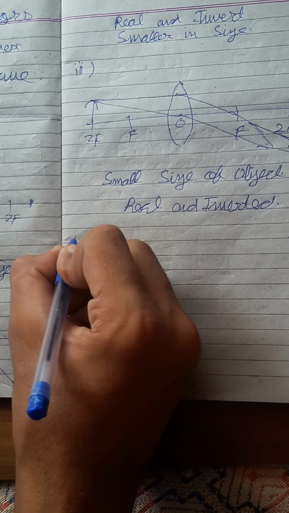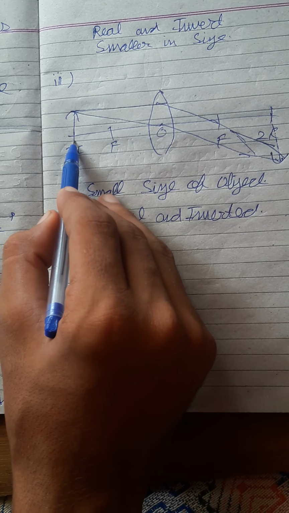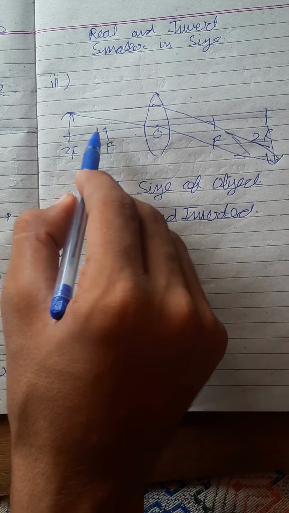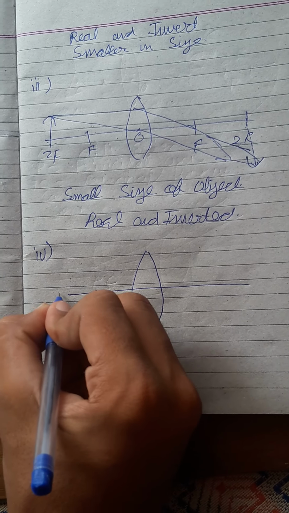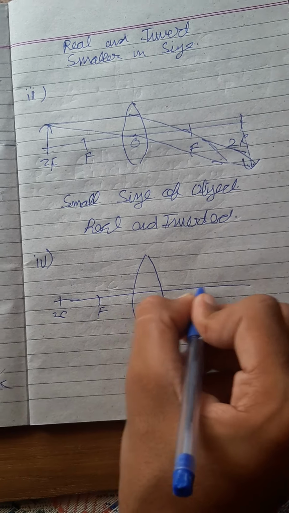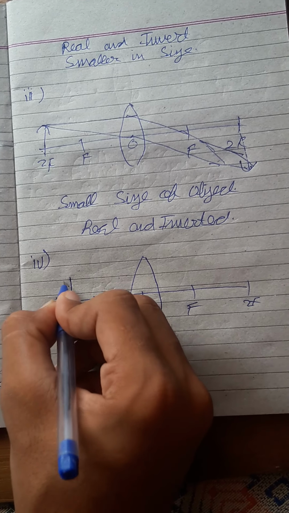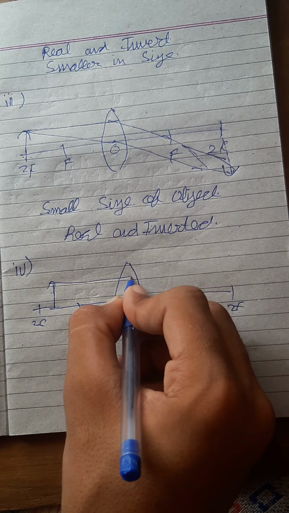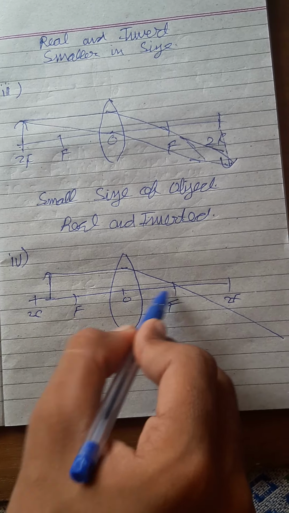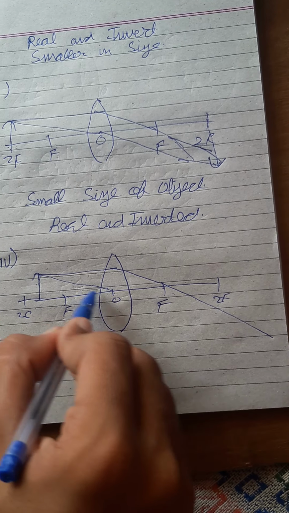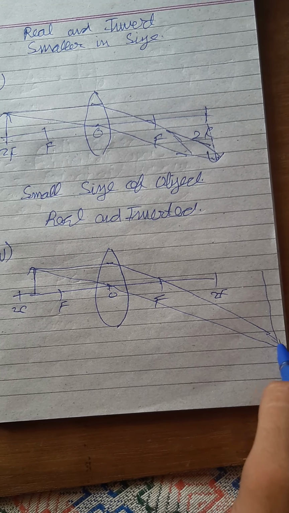Let's take the next scenario, in which the object is placed between f and 2f. So this is our lens, f, 2f, optic center. So it is here. A line would go and pass through the optic center. It would pass through the focus, and a line passing through the optic center would go undiverted, so it would form the image beyond 2f.